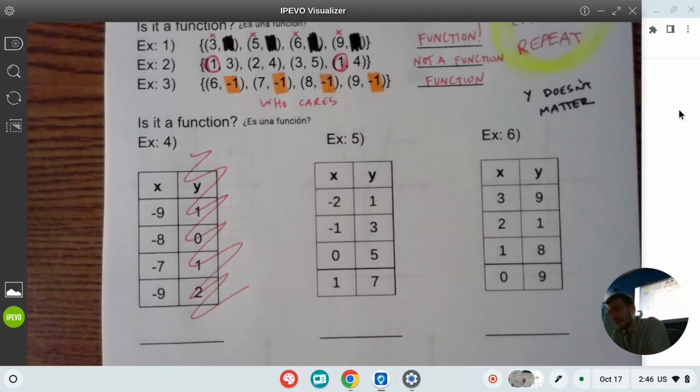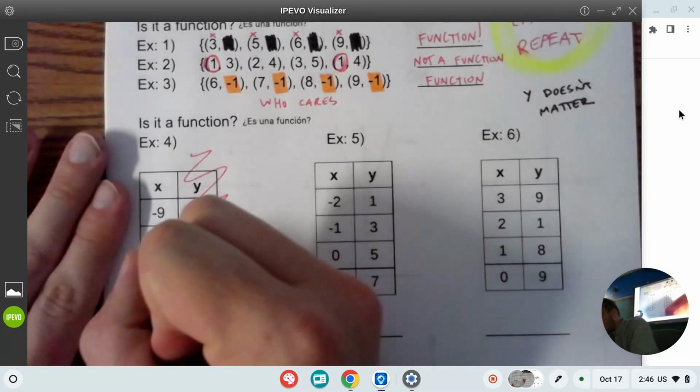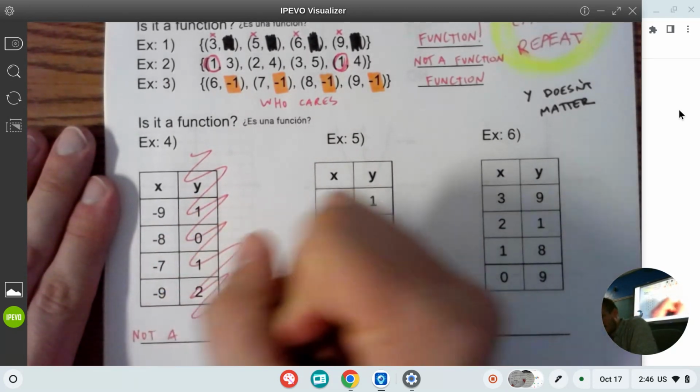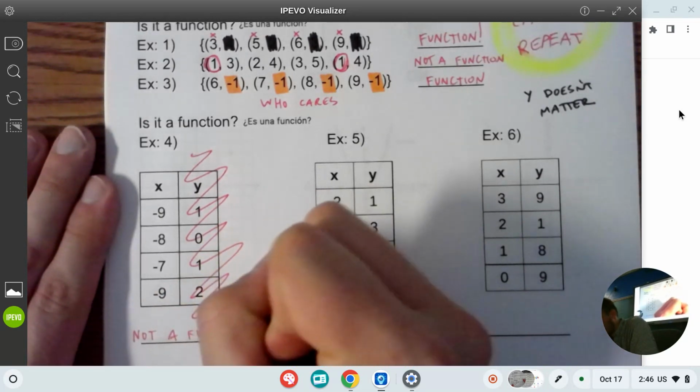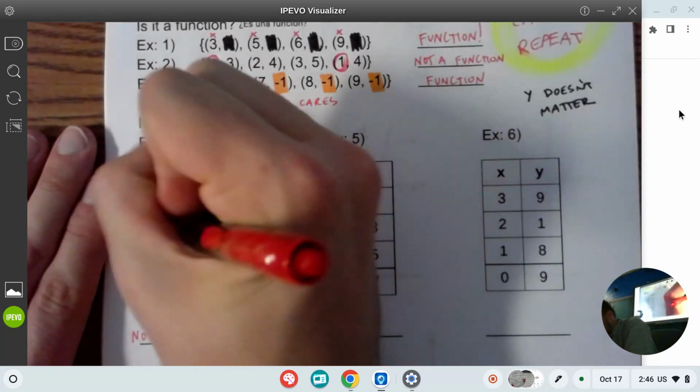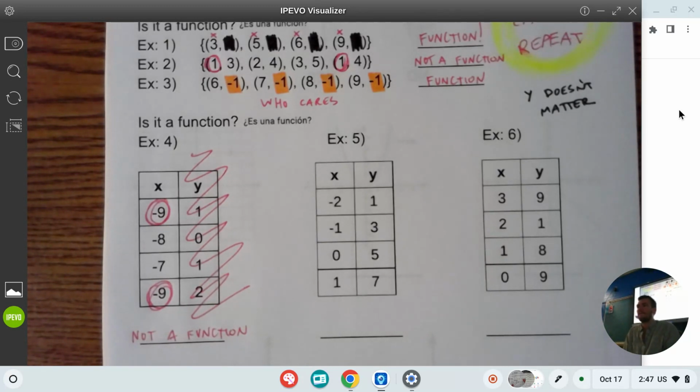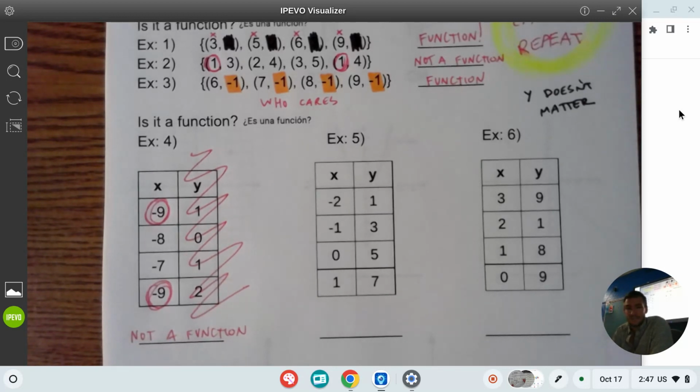So, what do you think about example 4? You're going function or not a function? Why are we going with not a function? Negative 9 repeats. Exactly, way to go. Negative 9, negative 9. Okay, I'm going to start my watch. You got 25 seconds to do the next 2 questions. You got to do example 5, you got to do example 6. And I think that you can do 2 questions in 25 seconds. You're going to try these out.